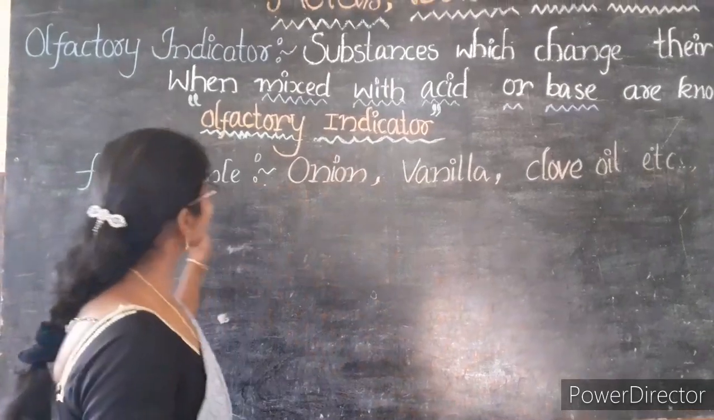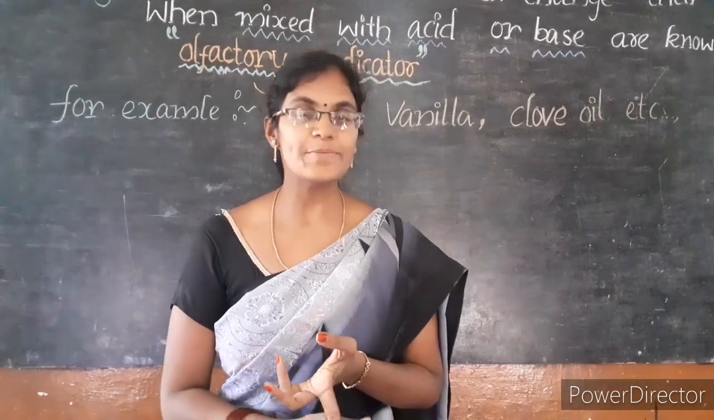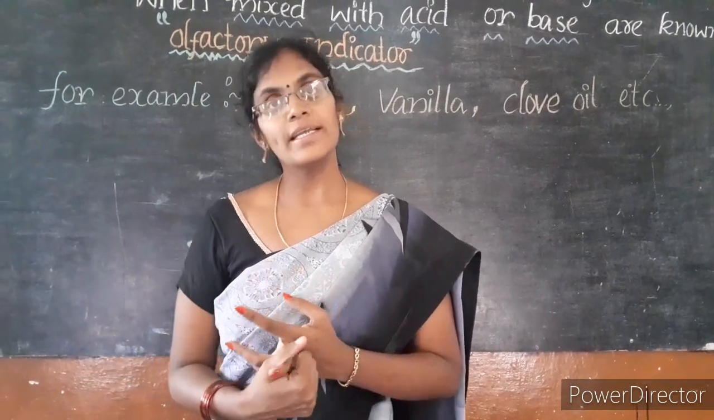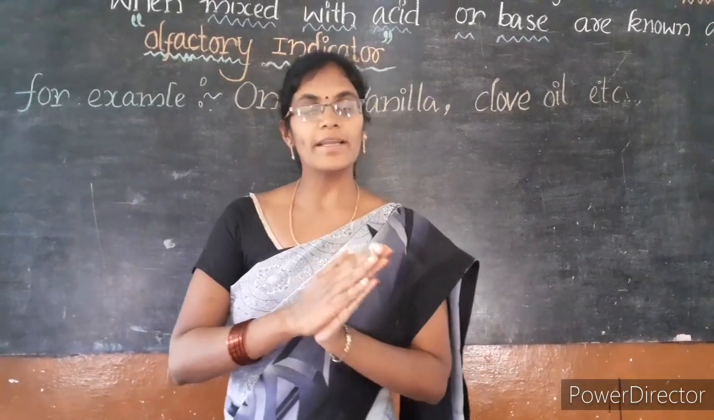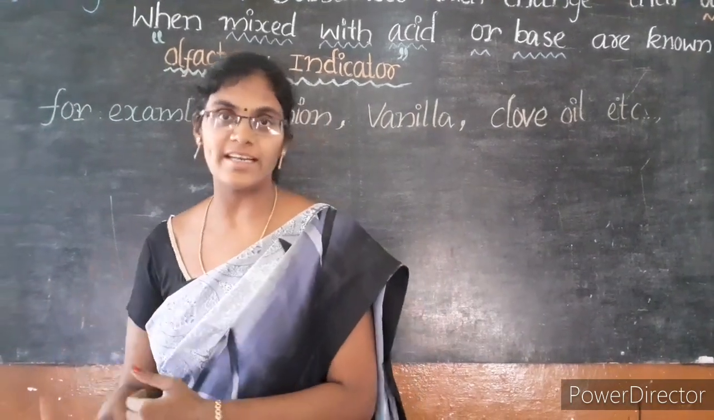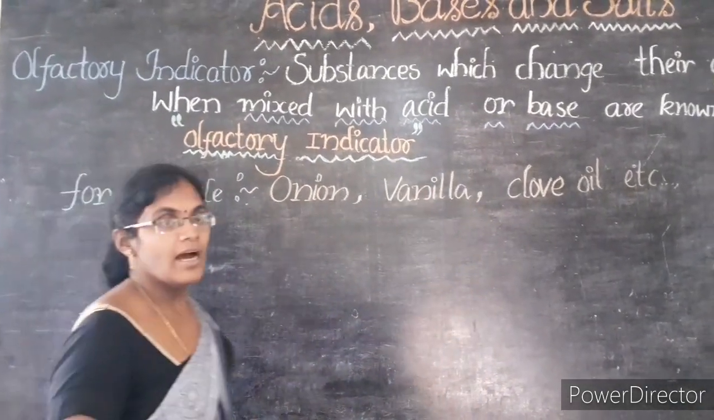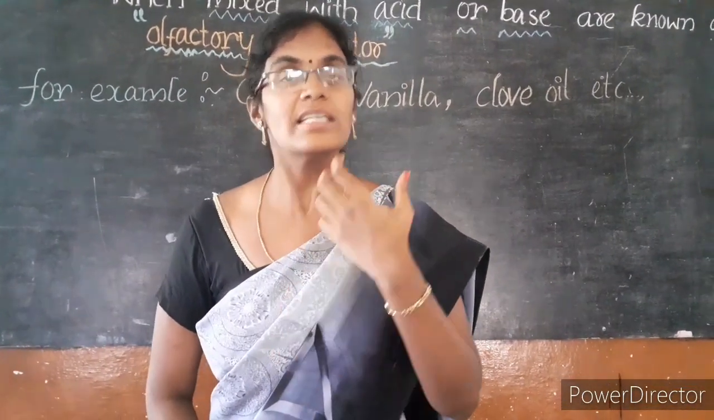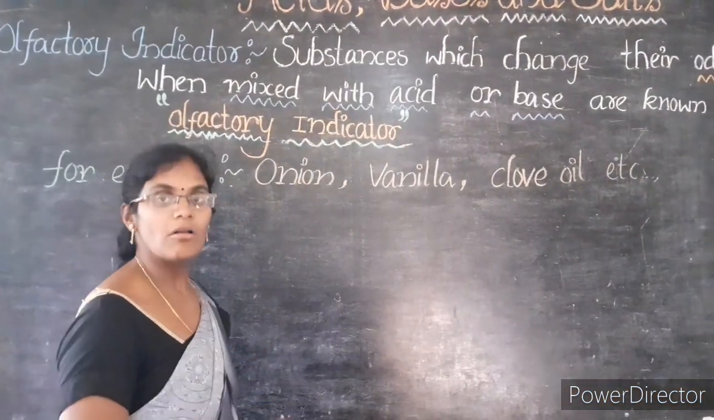This olfactory indicator is completely different from natural indicators and synthetic indicators. Natural indicators are substances obtained from natural sources, and synthetic indicators are synthesized in laboratories. These natural and synthetic indicators help us identify acids and bases by changing their color. But olfactory indicators help us identify acids and bases by changing their smell. Those indicators are called olfactory indicators.